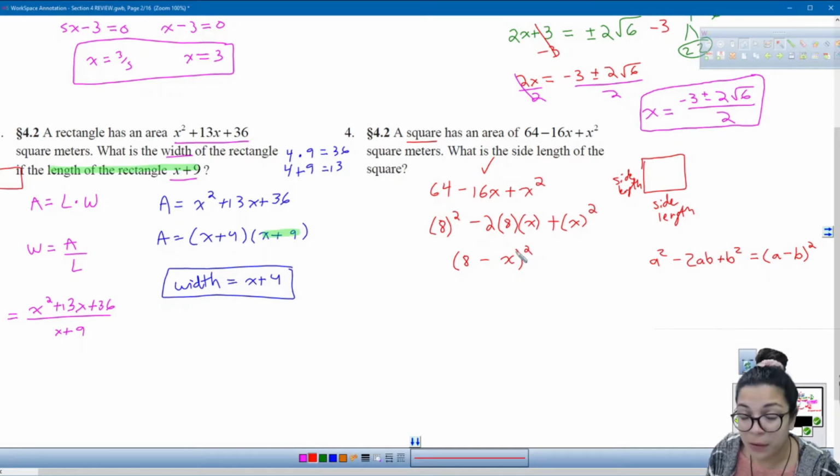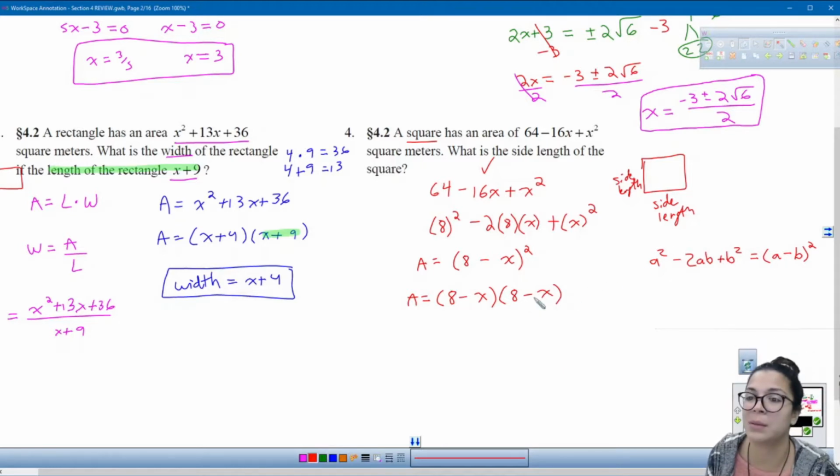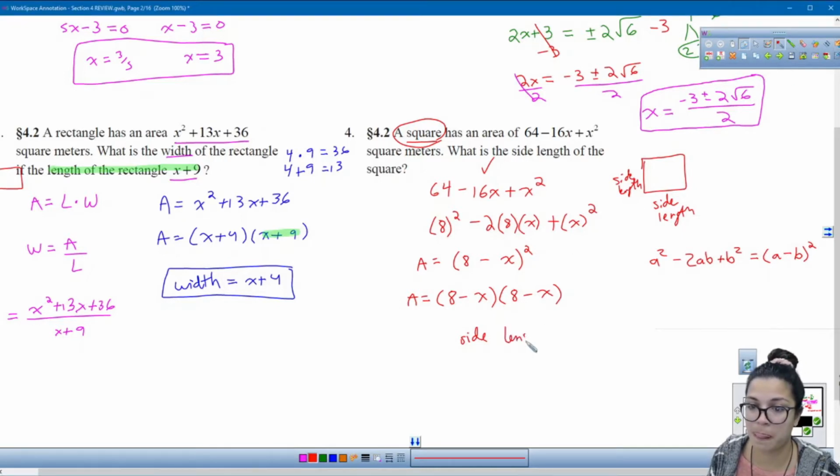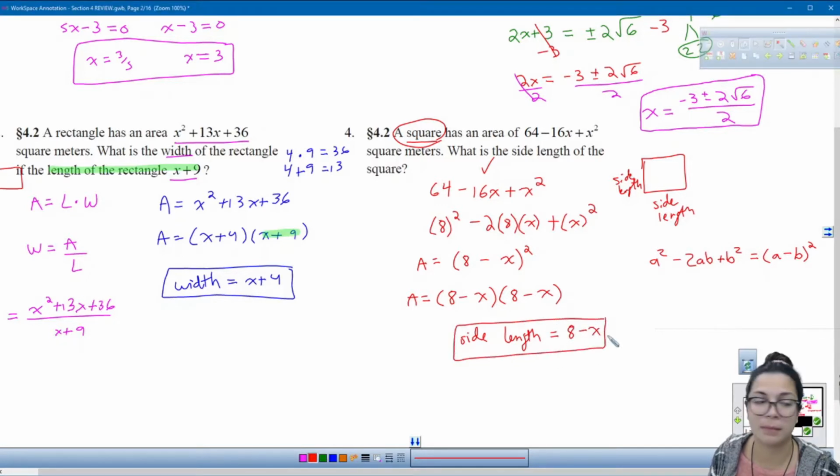So from here, right, this is the area. And the reason why it's squared is because it is 2 copies of that side length multiplied together. One of these side lengths is the length, one of them is the width, right? But they're both the same side length because this is a square. So what is the side length of the square? The side length is 8 minus x. Okay.